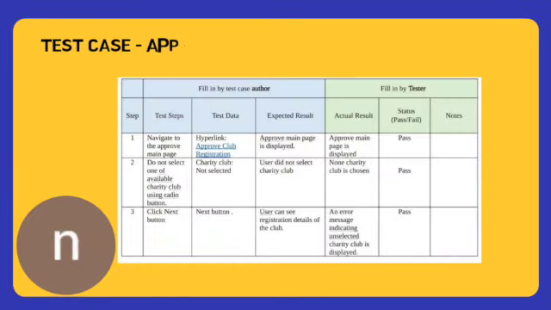For the test case approved club registration, we use navigate to approve main page as the first step, and the test data is the hyperlink, and we expect the approve main page is displayed. The actual result is approve main page is displayed. The next step is do not select one of the available charity clubs using the radio button, and the test data is charity club not selected. User did not select charity club is the expected result, and the actual result is no charity club is chosen.